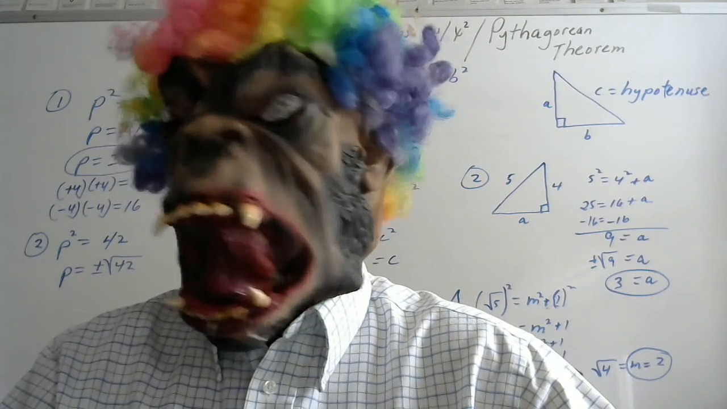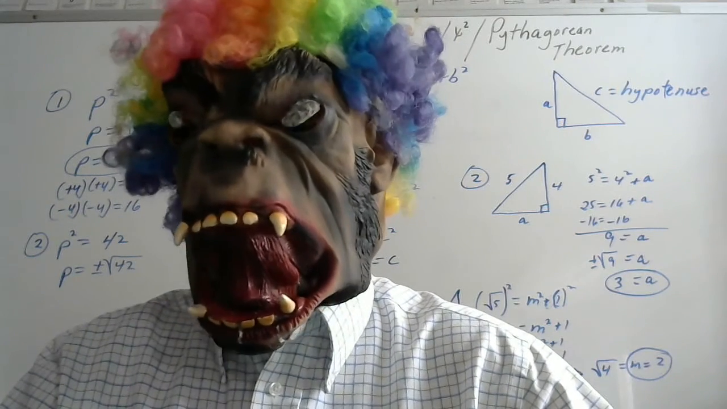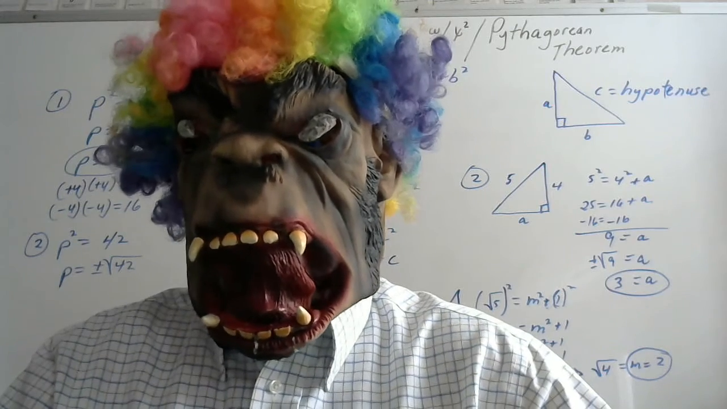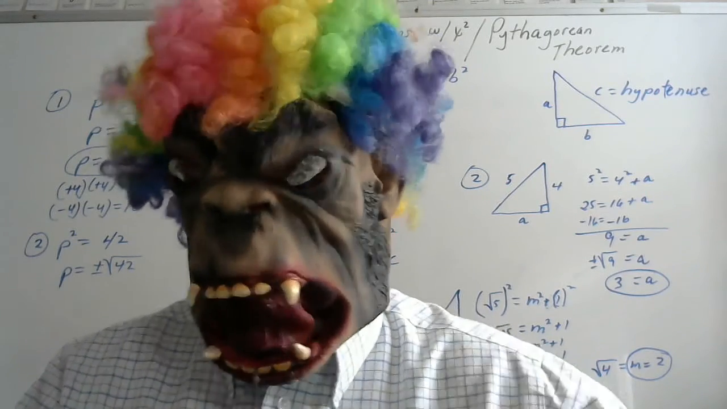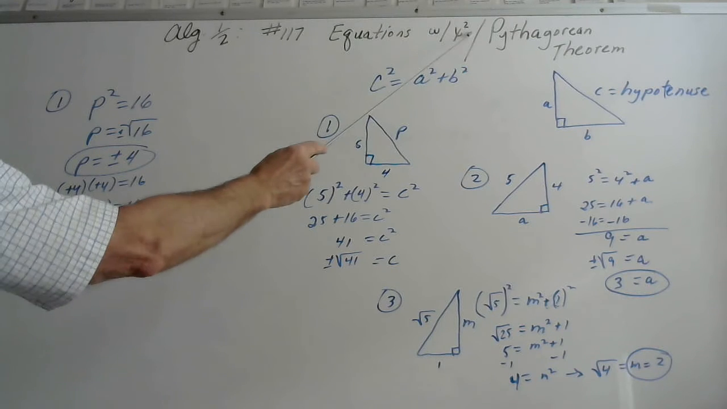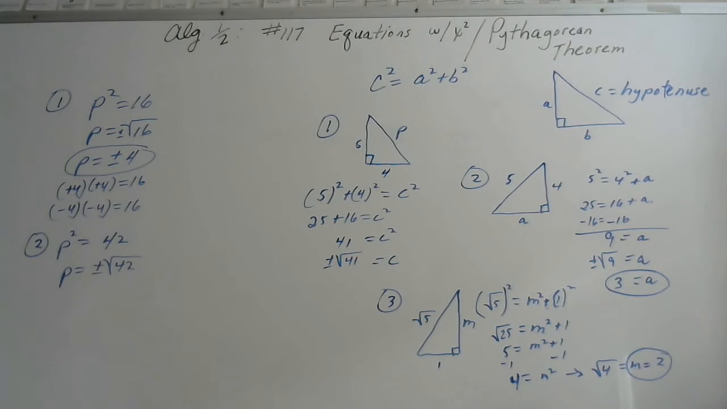with your next lesson, which I believe is 117, dealing with x to the second power and the Pythagorean theorem. And here we go. Well, as you can see, 117 equations with x squared and the Pythagorean theorem.